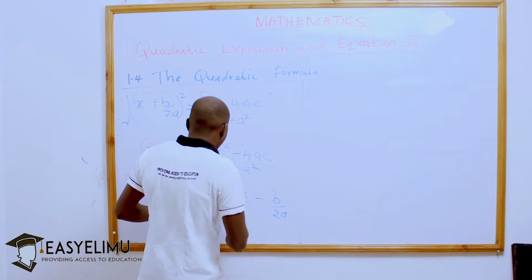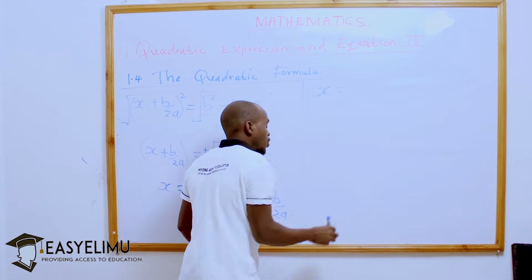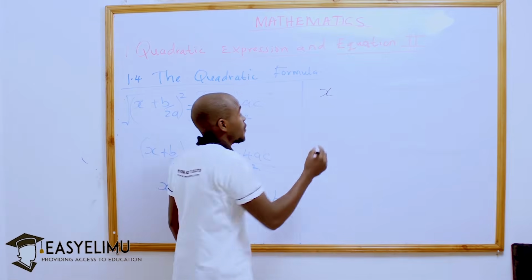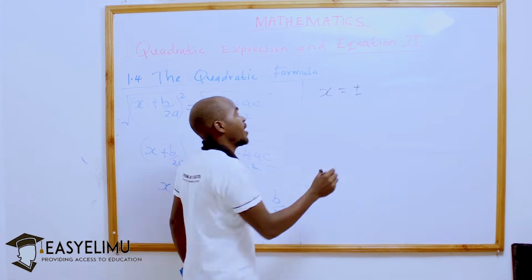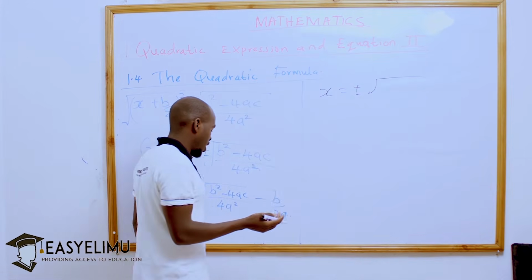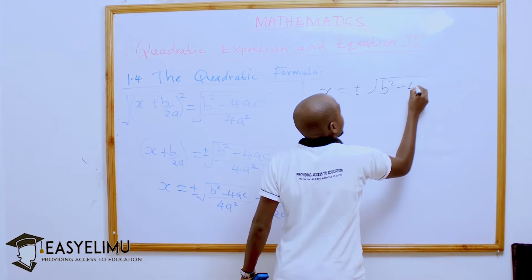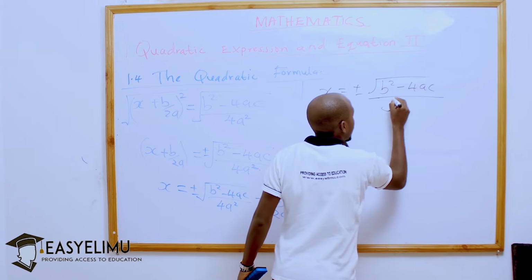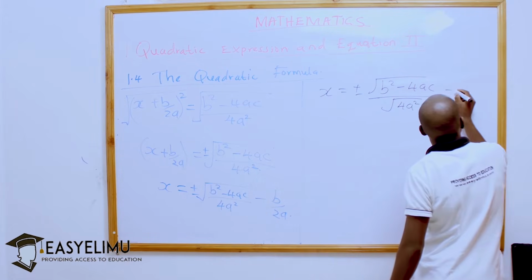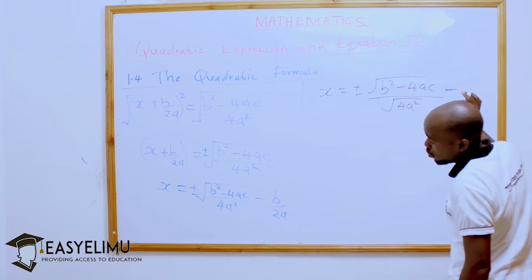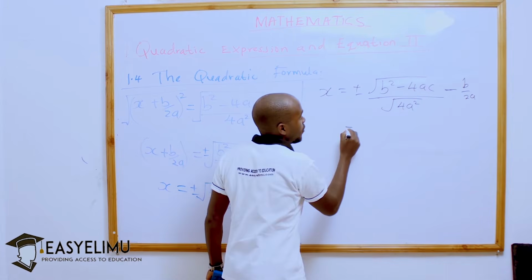So, if we simplify it, the value of x is equal to either positive or minus the square root, and now we are making it much more perfect, which is b squared minus 4ac over the square root of 4a squared. And if we do that, after getting the answer of this one, we are going to subtract b over 2a. And if you do that, you are going to have your answers.